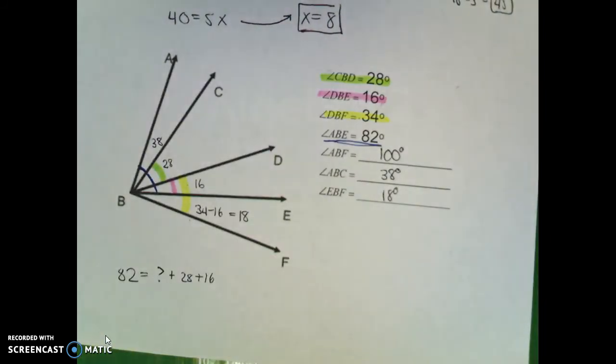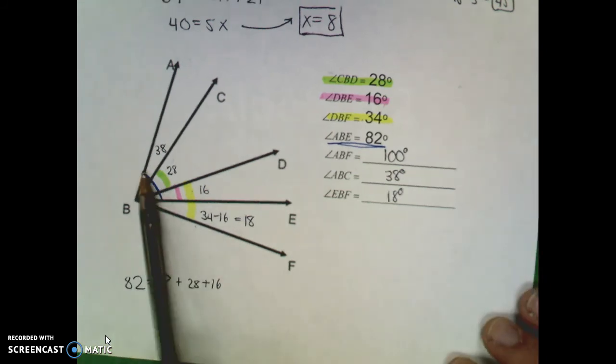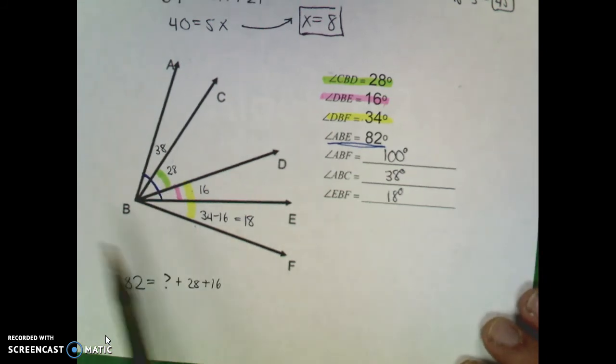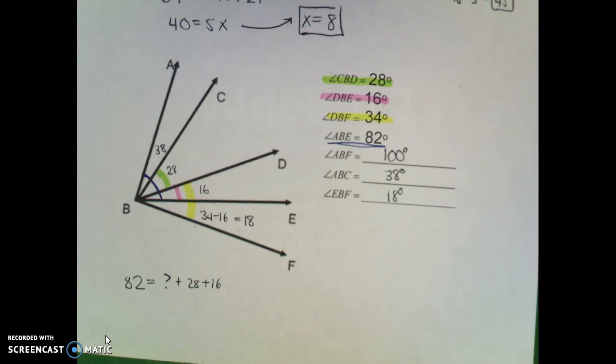So it's really important to establish relationships before you start a problem, using colored pens, markers, highlighters, or something like that to help you with the problem.